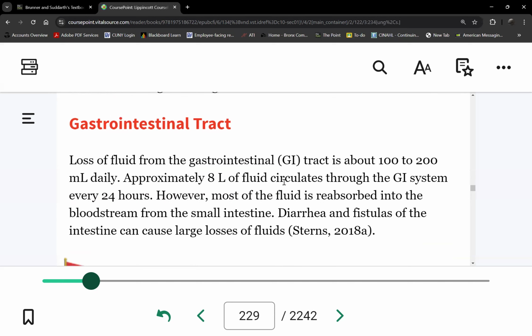GI tract. So this is influenced by the consistency of your feces. So of course, the more loose your stools are, the more watery, then the more water you lost.